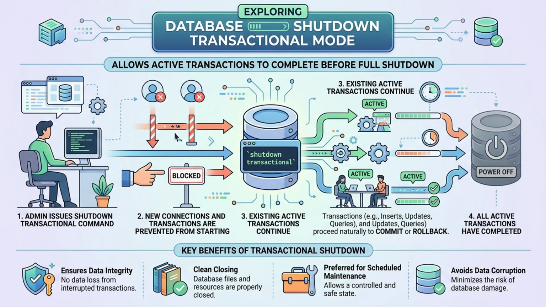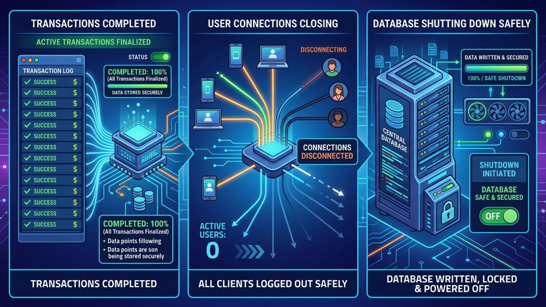The second option is Shutdown Transactional. In this mode, Oracle allows all active transactions to complete before shutting down. Once the transactions finish, user sessions are disconnected and the database closes cleanly. This mode is often useful in batch processing environments, where it is important that ongoing transactions finish without interruption.